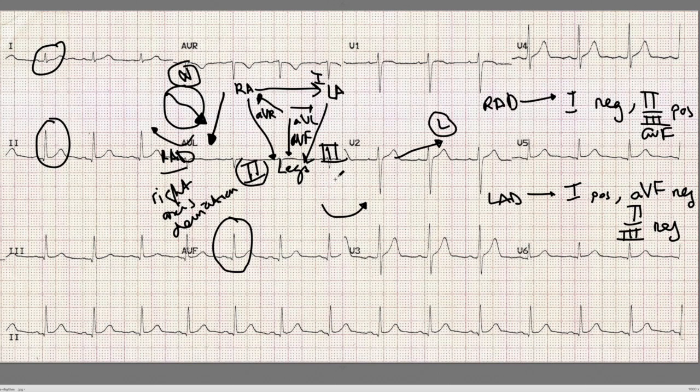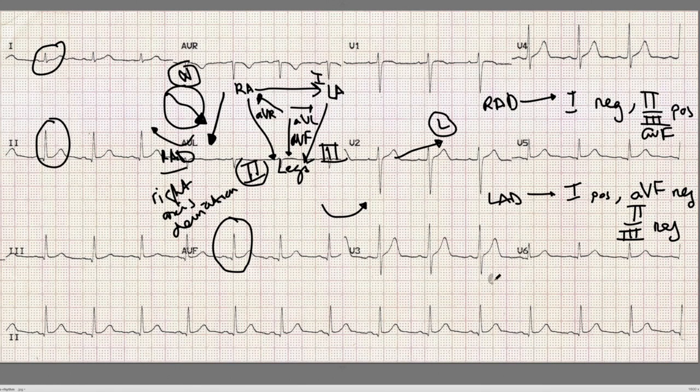Remember that for it to go negative in lead 2, you have to go 90 degrees. So the lead will become negative in lead 3 first before lead 2. That's the way I think of it. So the difference essentially was in lead 1, it's negative in right axis deviation and positive in left axis deviation.